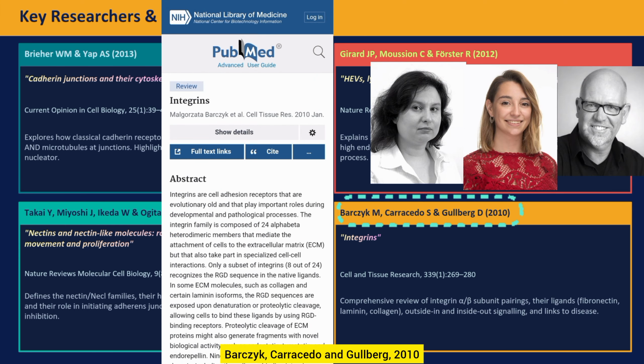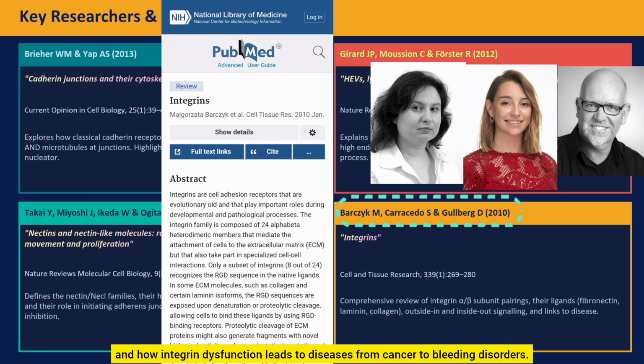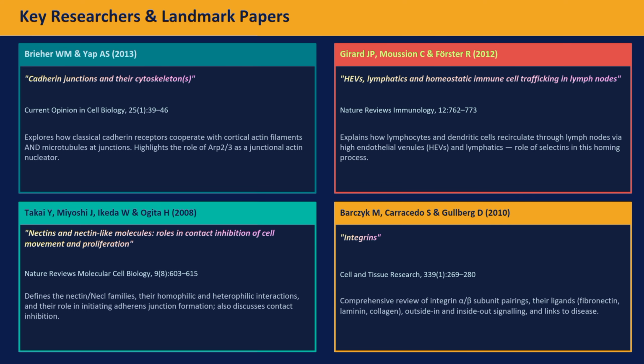Barczyk, Carracedo and Gullberg, 2010, published in Cell and Tissue Research. The definitive integrin review, covering all 24 known integrin dimers, their ligands, the RGD motif, outside-in and inside-out signaling, and how integrin dysfunction leads to diseases from cancer to bleeding disorders.